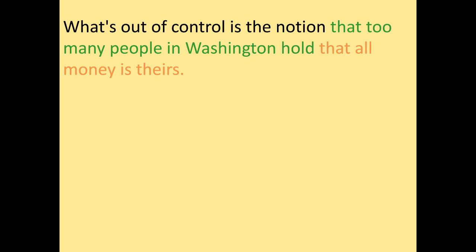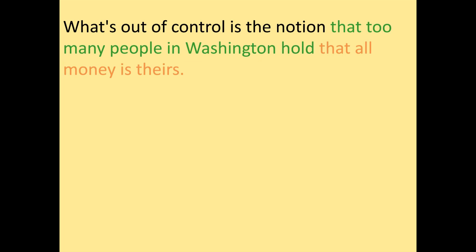Now, both of those are dependent clauses, and they both start with that. But there's a difference in the structure of these clauses. What's out of control is the notion that too many people in Washington hold that all money is theirs. You have two subordinate clauses there, right? Both of those are inside the noun phrase. The notion that too many people in Washington hold that all money is theirs is one big noun phrase, and again, you could move it.